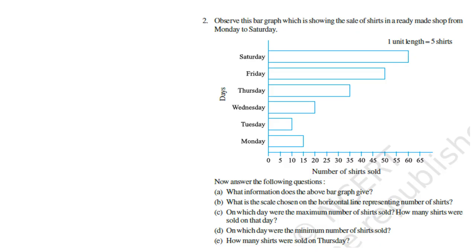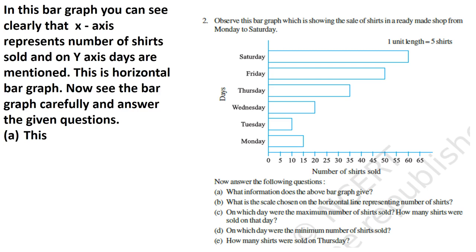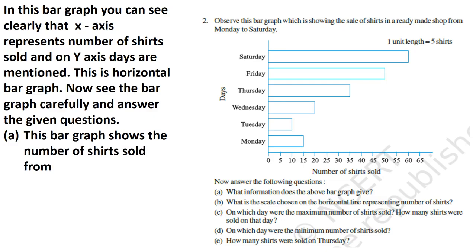See, it is given here 0, 0 to 5. So we will also write down here 1 unit equal to 5 shirts. Now see, in the bar graph you can see that the x-axis represents number of shirts sold and on the y-axis days are mentioned. This I have told you. This is a horizontal bar graph. I have told you that this is a horizontal bar graph.